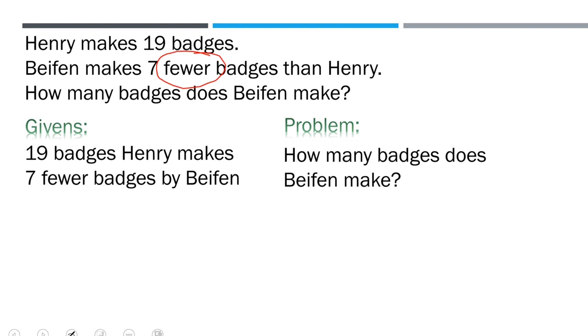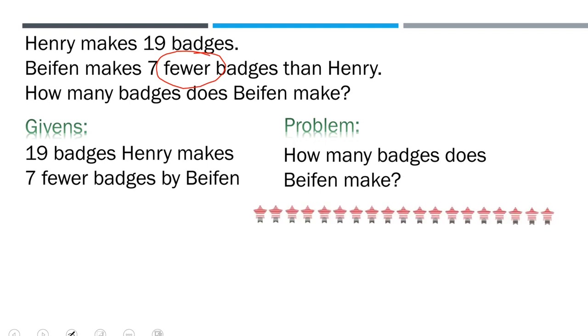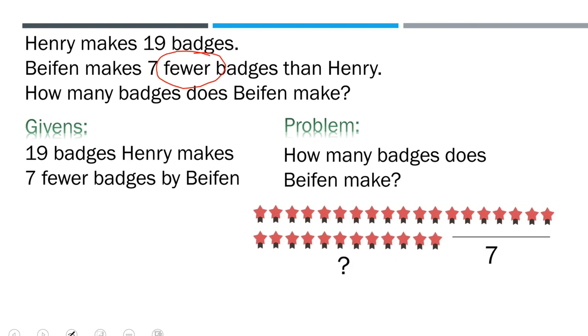That's the word clue. And then if we look at the given again, we would find that Henry has 19 badges and Biffen makes 7 fewer badges than Henry. So this is the number of badges Henry made. We have to know how many is this one. That's why I put a question mark here, because we already know that Biffen makes 7 fewer than Henry. So the problem, how many badges does Biffen make?